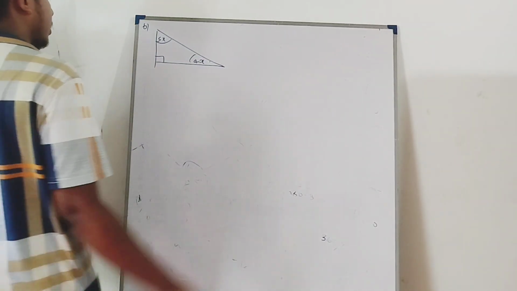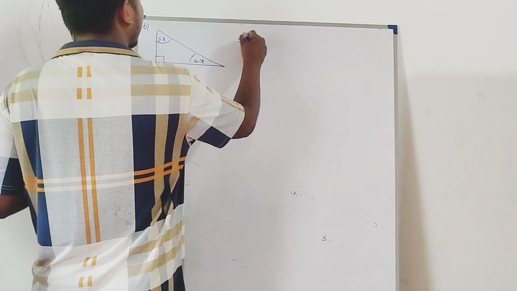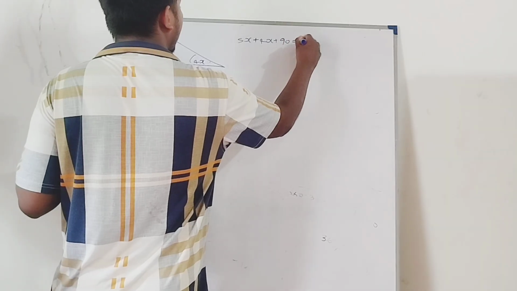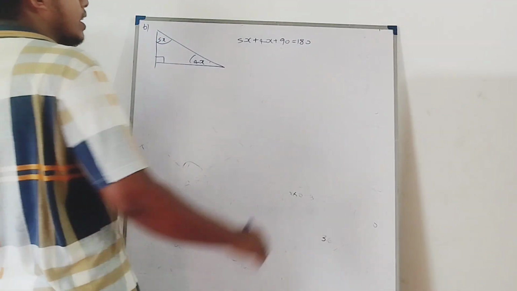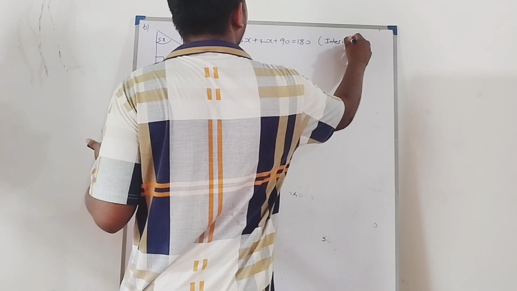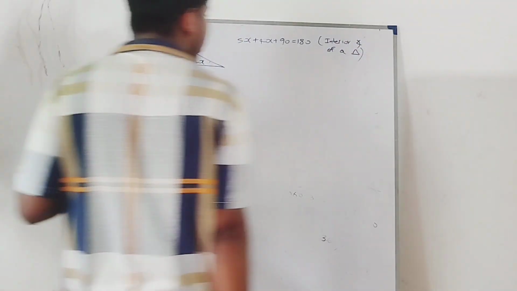A simple question. The sum of the interior angles of a triangle is equal to 180. So what you are going to do? Add 5x plus 4x plus 90 degrees equal to 180. What is the reason? Interior angles of a triangle. The notation of angles is this. Angles of a triangle. This is the notation of a triangle.